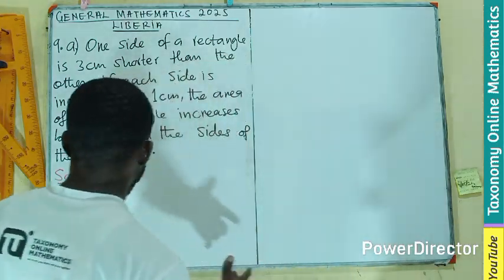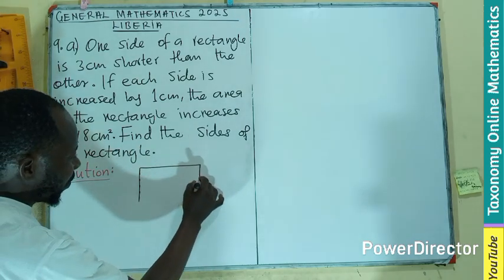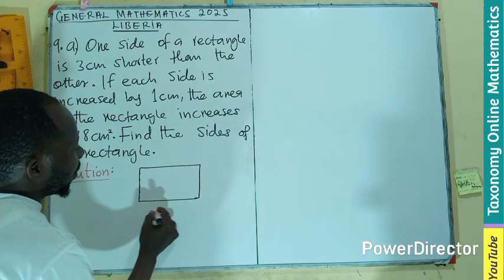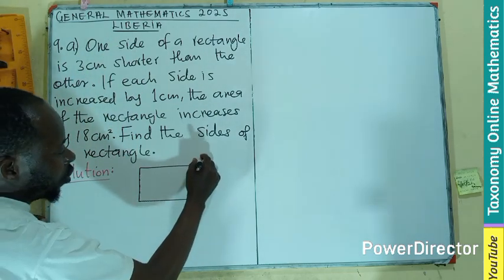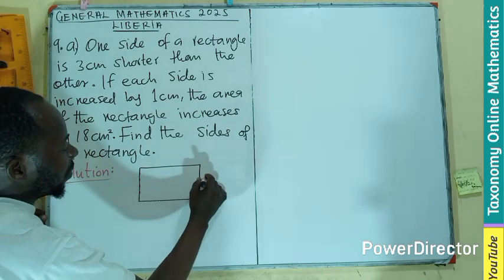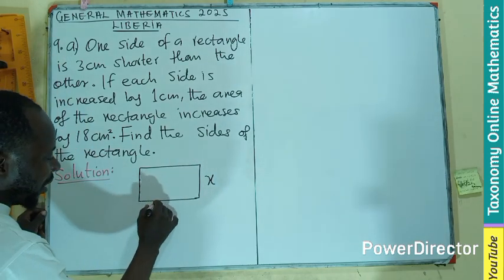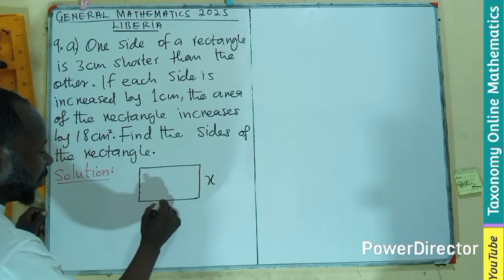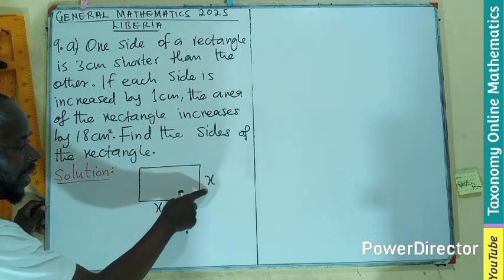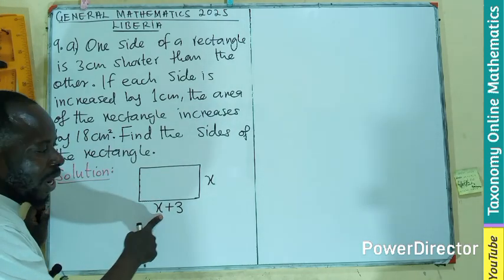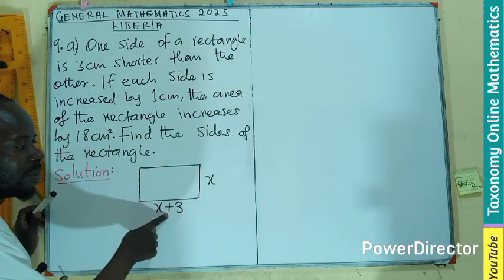So here we can just use algebra, or let's make a sketch of that rectangle. We are saying that one side is 3 centimeters shorter. So if I let the shorter side be x, then the other side is going to be x plus 3. We can say that this is 3 centimeters shorter than this. We can also use the minus, which means the same thing.